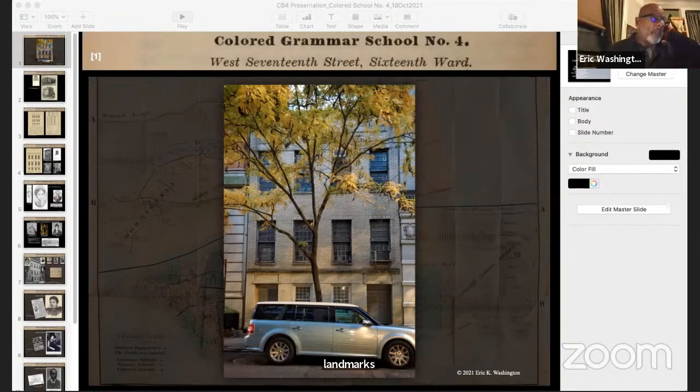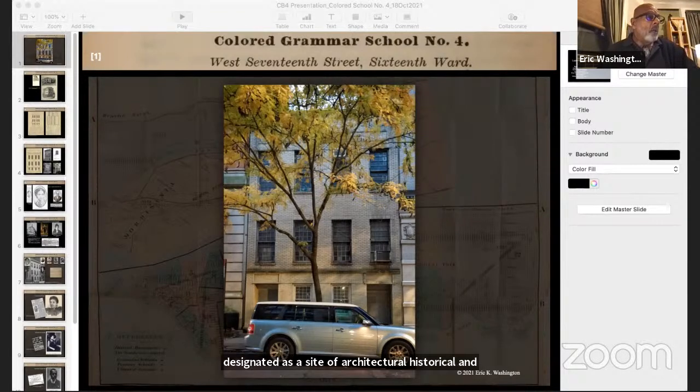In November 2018, I filed an RFE, a request for evaluation, to the city's Landmarks Preservation Commission concerning this building, 128 West 17th Street. I recommended that it be designated as a site of architectural, historical, and cultural significance to the African-American contribution to the city's history. The LPC's response was timely and positive, but with no substantive information forthcoming in 3 years. So I appreciate this opportunity to share some informational background about the site.